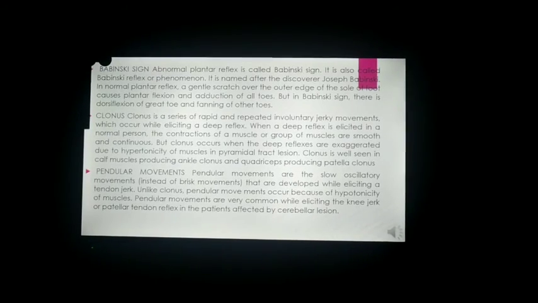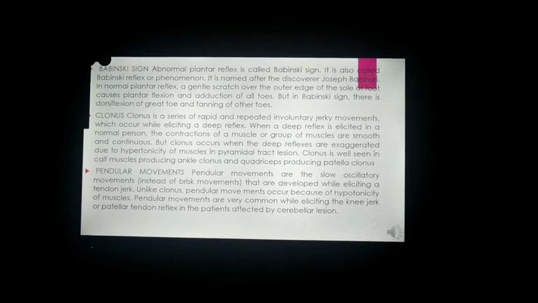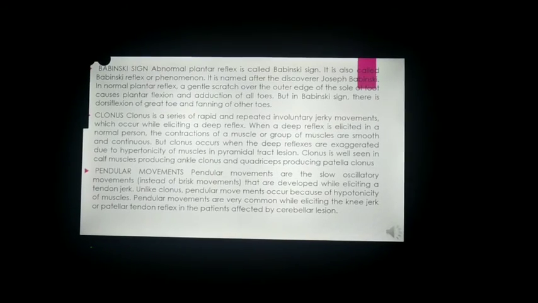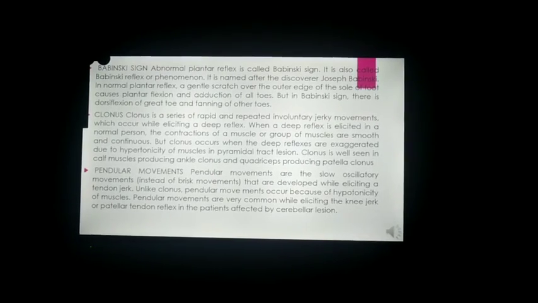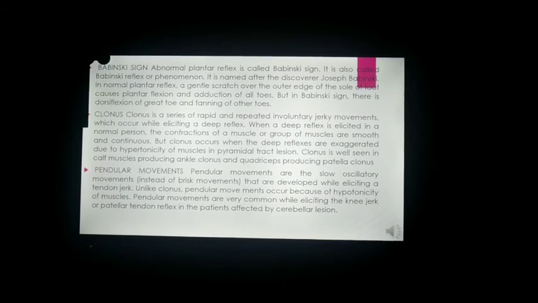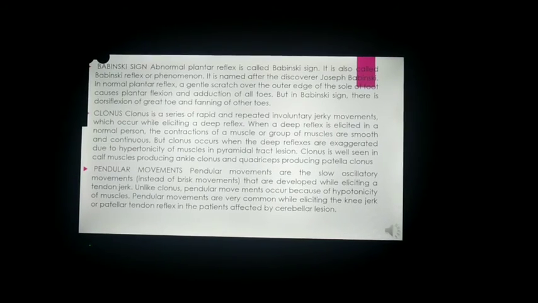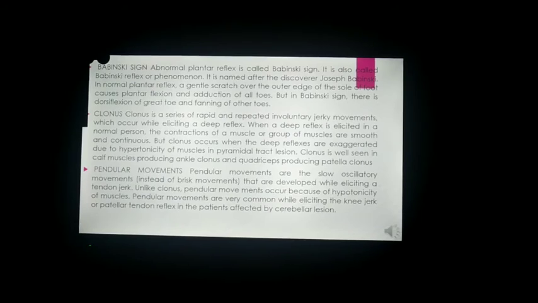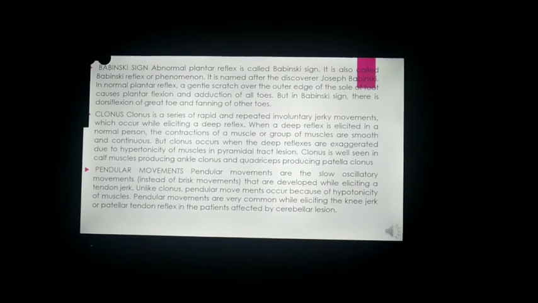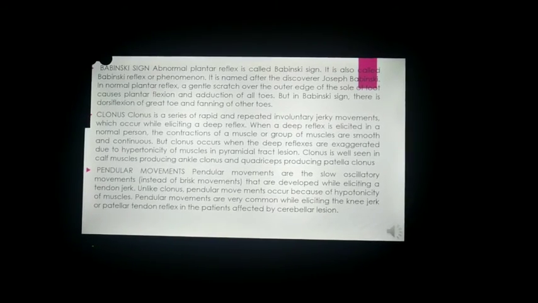In the normal plantar reflex, a gentle scratch over the outer edge of the sole of the foot causes plantar flexion and adduction of all toes. But in Babinski sign, there is dorsiflexion of the great toe and fanning of the other toes. Clonus is the second pathological reflex. Clonus is a series of rapid and repeated involuntary jerky movements which occur while eliciting a deep reflex.